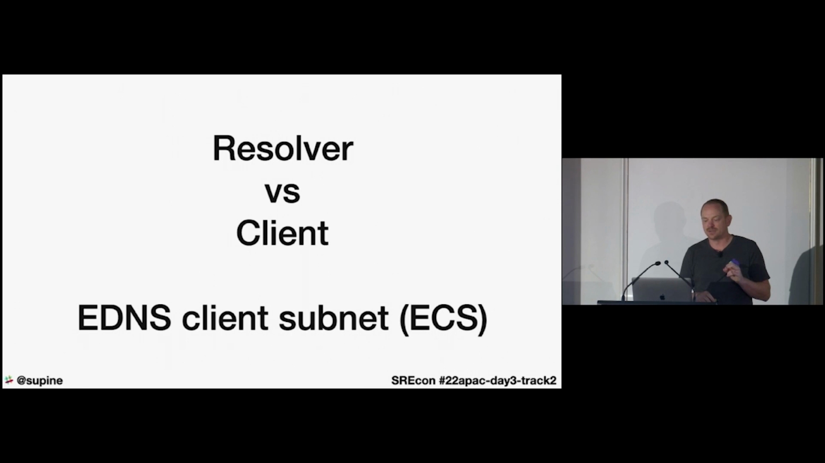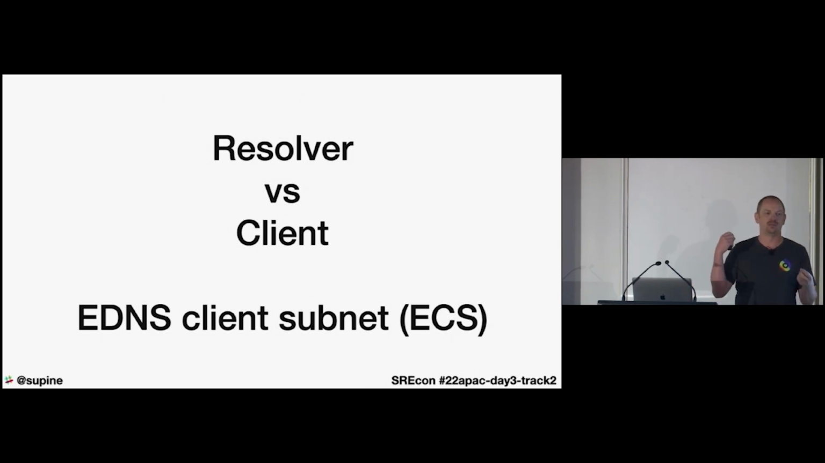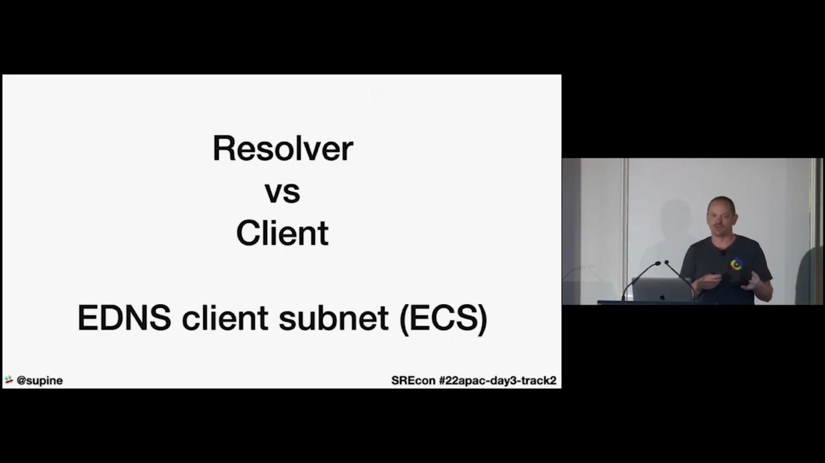Some resolvers support EDNS client subnet, or ECS. This is where inside the request, they'll actually give you a hint at the client IP. They don't usually give the exact IP because that's not great for caching and that's not great for privacy, but they usually give you a hint at what the client IP is, and so then you can actually use that in your decision-making process rather than the resolver's IP.